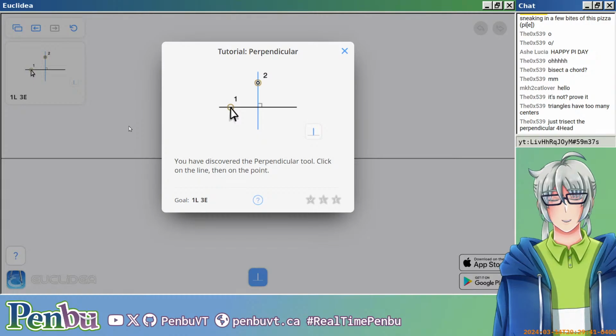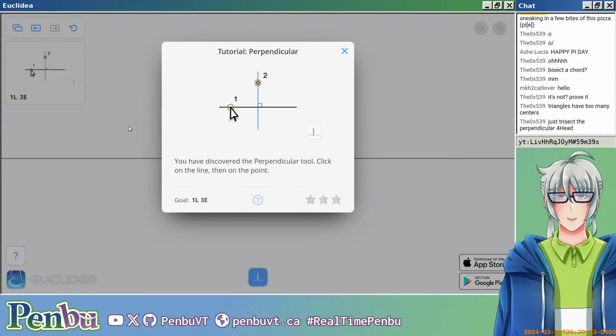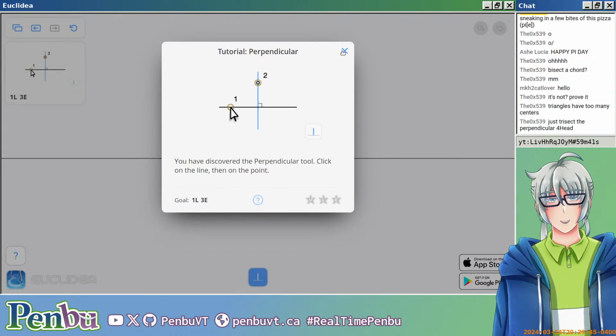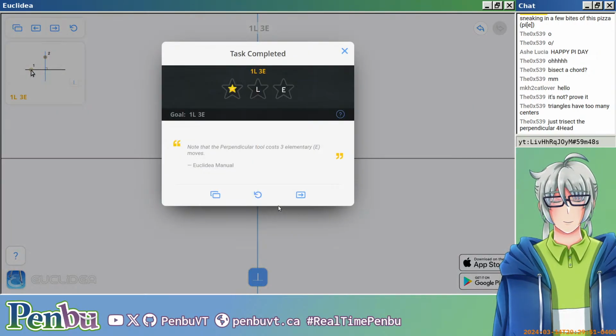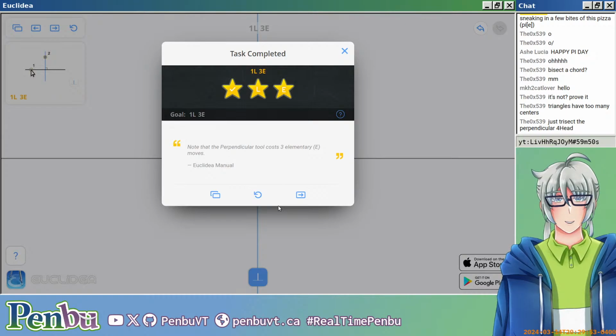Tutorial, perpendicular. You have discovered the perpendicular tool. Click on the line, then on the point. Click on the line, and then the point. Note the perpendicular tool costs 3 elementary moves, and we have no idea how.